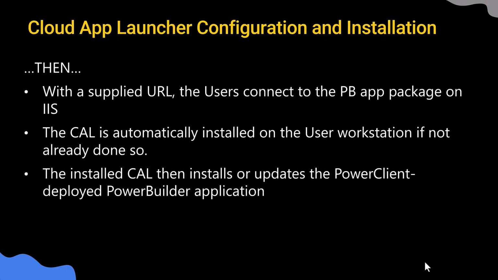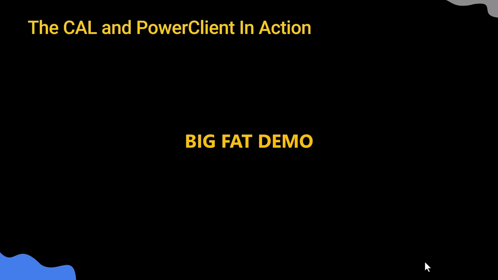And then, from the user's side of the fence, with a URL to that IIS instance that is suffixed by the web application that you've just uploaded, the user takes that URL and invokes it from a local browser instance, and they will connect to that PowerBuilder app package and access the CAL. The CAL automatically installs itself on the user's workstation. If it's not already there, it will detect whether it exists on that user's workstation, and then the installed CAL installs and updates the PowerClient deployed PowerBuilder application. So let's go to the demo and see it in action.